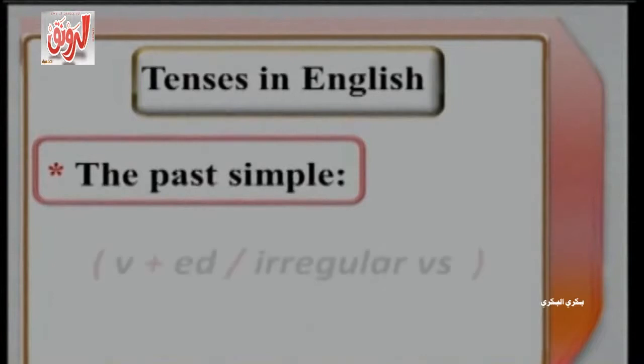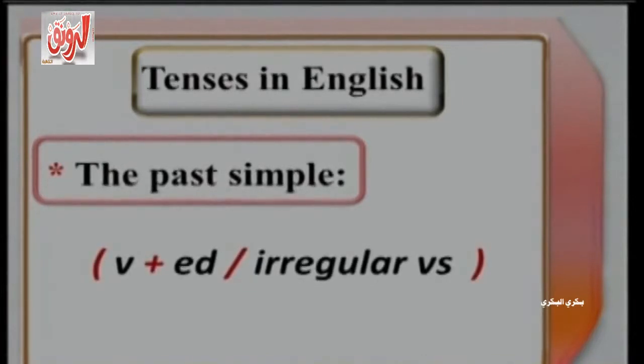The past simple. The past simple means the action happened and finished. How is it made? From the verb plus ed, or irregular verbs. Irregular verbs have no constant forms. The forms will change many times. If you have a regular verb, you should add only ed, or use irregular verbs. In this case, you get an action that happened some time ago in the past.